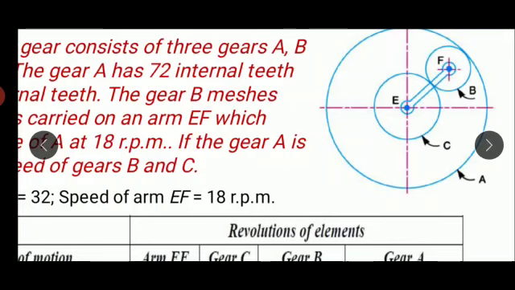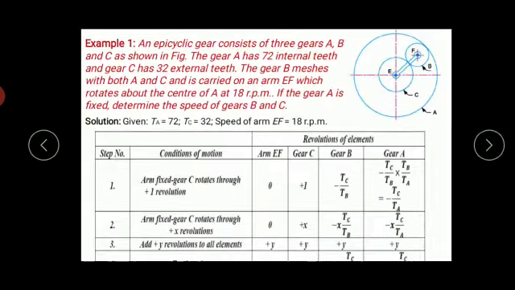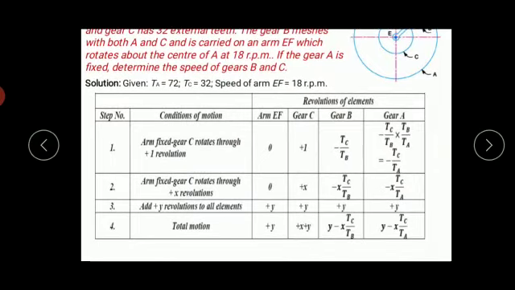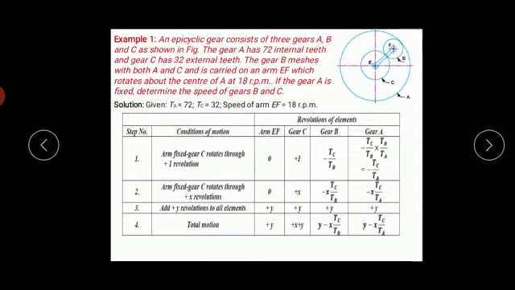So let us formulate the table for this particular problem here. Now from the statement of the problem, the given data is number of teeth for gear A is 72, for gear C it is 32, and the speed of the arm EF is 18 rpm. For the formulation of the table, we are having arm EF, gear C, which is an input gear, meshing with gear B, and B is meshing with gear A. So we can fix arm EF and give plus 1 revolution to gear C, and then the motion can be transmitted to gear B and gear A.